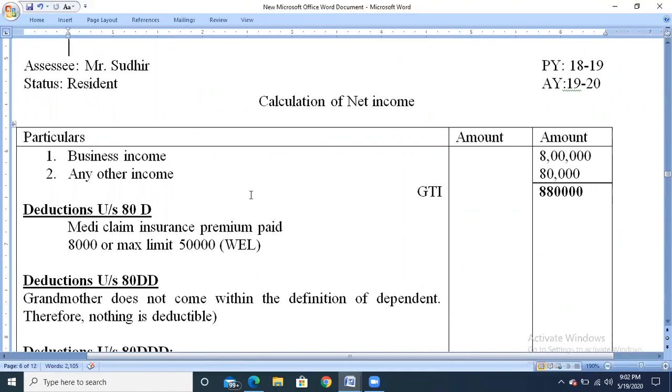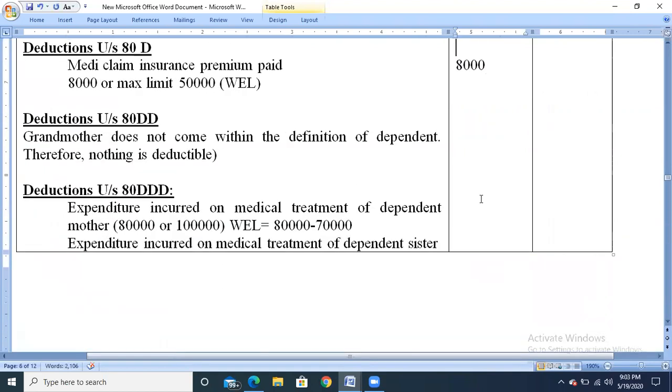8,000. From that, we need to minus the deductions under section 80C to 80U. First one, they have told that medical insurance premium paid. So insurance paid is 8,000, but up to 50,000 we can claim the exemption. So lesser amount is 8,000. So deduction amount is 8,000.